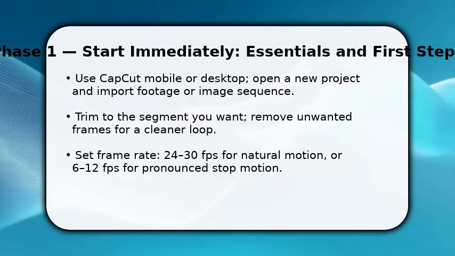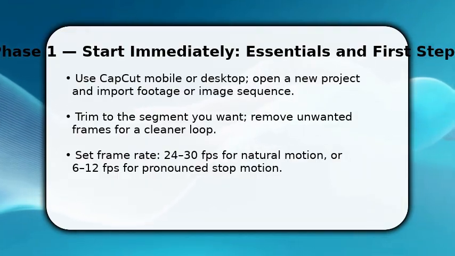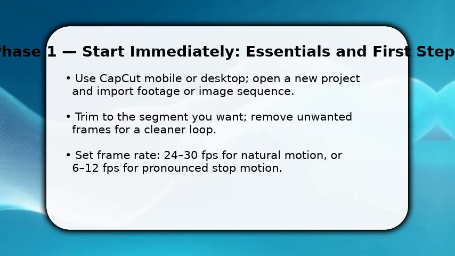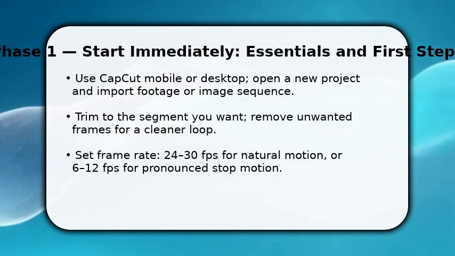You start by creating a project and importing your footage or image sequence into CapCut. Trim down immediately to the section you want. This reduces clutter and speeds processing. Once done, check the project frame rate. Choose 24 or 30 FPS for smooth playback, or choose 6 or 12 FPS if you want a deliberate stop motion look.